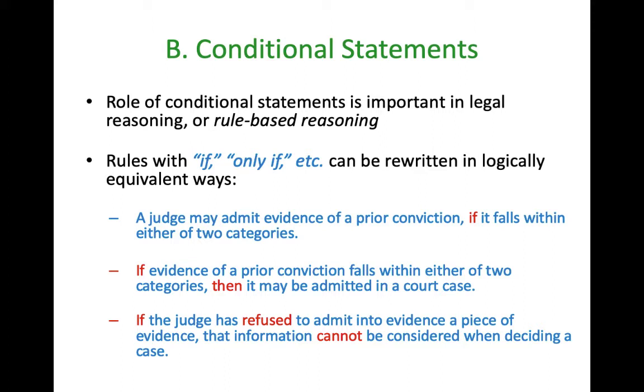A judge may admit evidence of a prior conviction in a new case against a defendant if it falls within either of two categories. If evidence of a prior conviction falls within either of two categories, then it may be admitted in a court case. Another way to say this is that if the judge has refused to admit into evidence a piece of evidence, that information can't be considered when deciding a case.